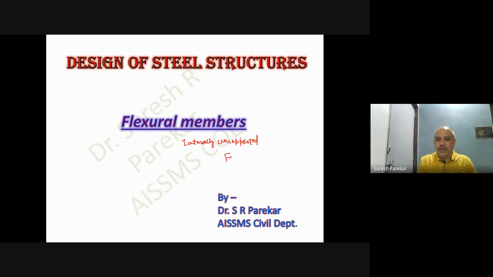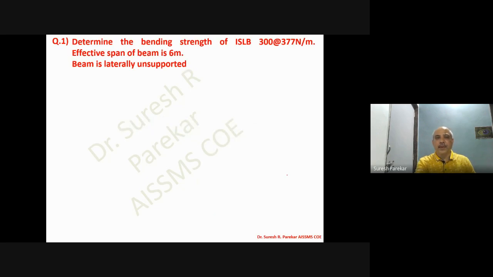We can use formulae which are given in IS 800 2007, or we can use Table 13, which is for FBD, and Table 14, which is for FCRB. And by this also we can calculate the value. So both we will see in this. So we have a problem: determine the bending strength of ISLB 300 at 377 Newton per meter. Effective span of beam is 6 meter and beam is laterally unsupported.